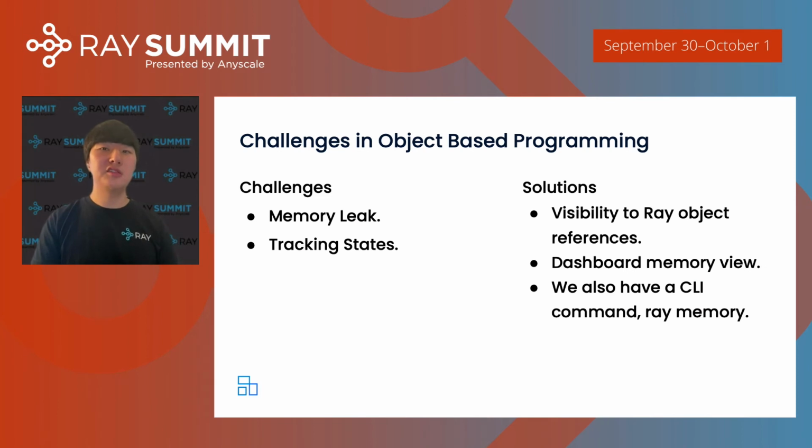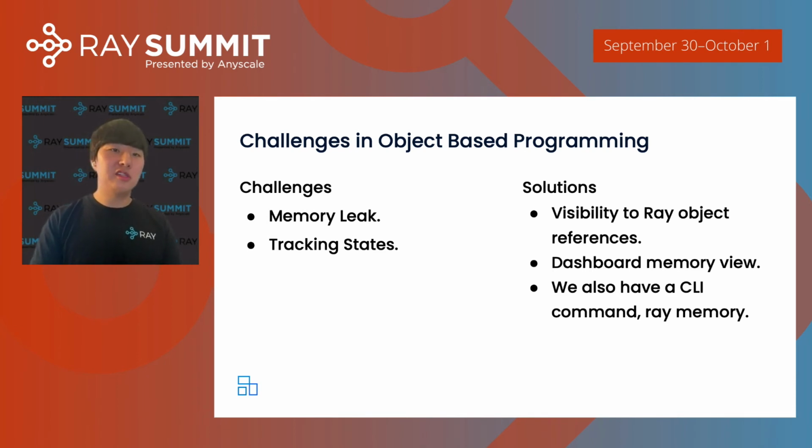Then what are the challenges in this programming model? The most common issue is memory leak. Although Ray implemented distributed reference counting to make memory management as easy as possible, users can still have memory leaks. For example, imagine you forget to release a local reference to one of your object references. In this case, the object won't be garbage collected until you remove the references, because it's still used.